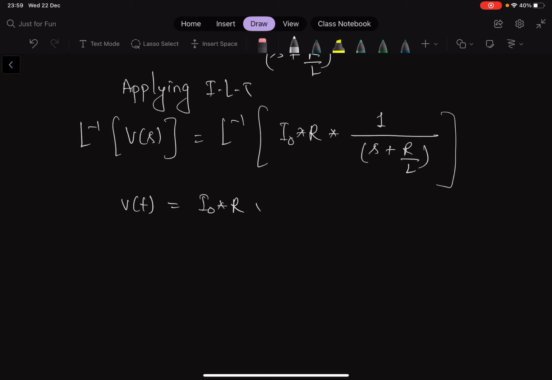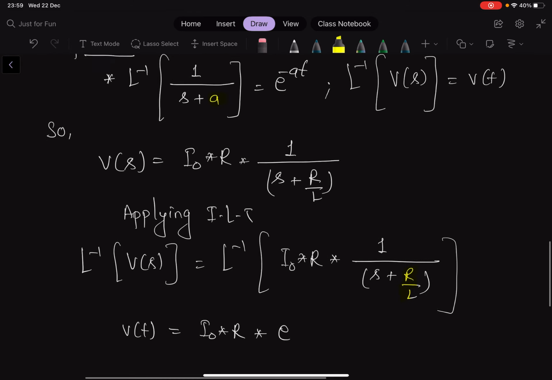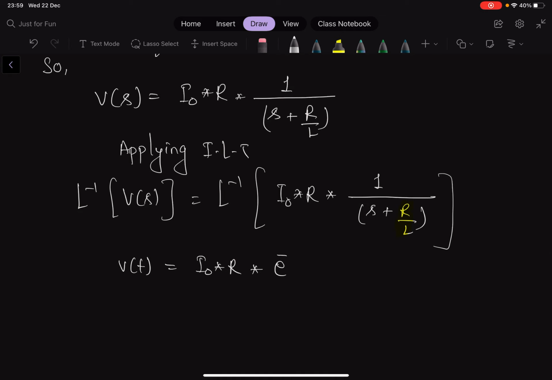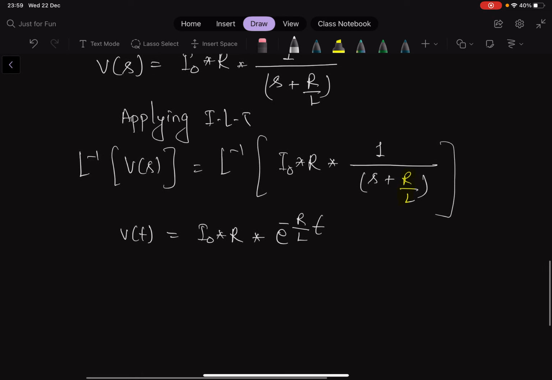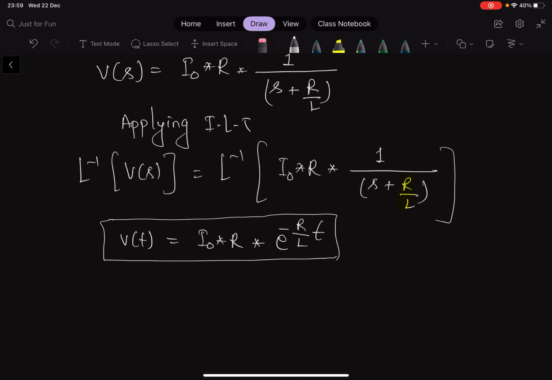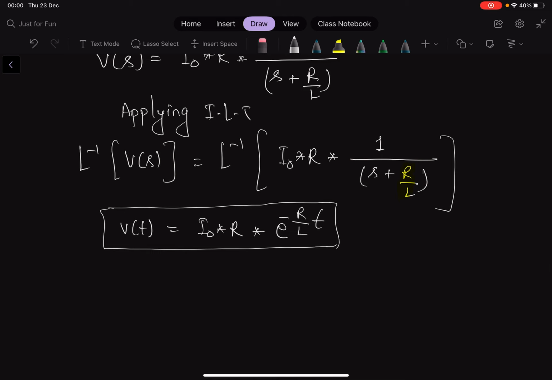whereas this is going to be e to the power, because your A this time is this. Remember the formula there, look, A is this, so in this case A is this. That means we're going to get minus R over L t. So that's the formula, or that's the equation. That's the equation of transient voltage for the circuit, for the parallel RL circuit.